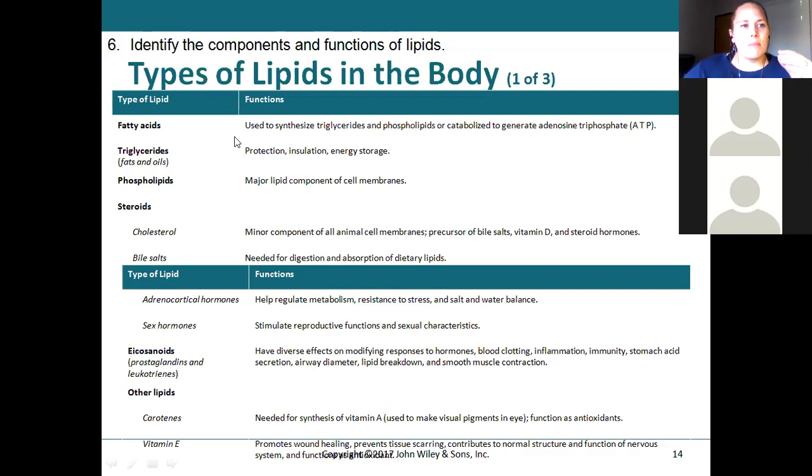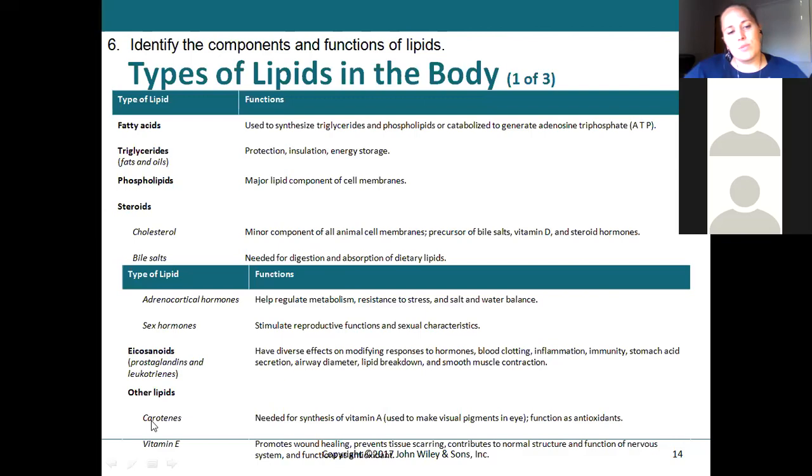The lipids that we see up in this top part here are a little bit more linear. These hormones that we see down here are going to be more ring structures, again, looking at the chemistry. Eicosanoids have a diverse effect on modifying hormones, blood clotting, and inflammation. They have a lot of different signaling properties within the body.